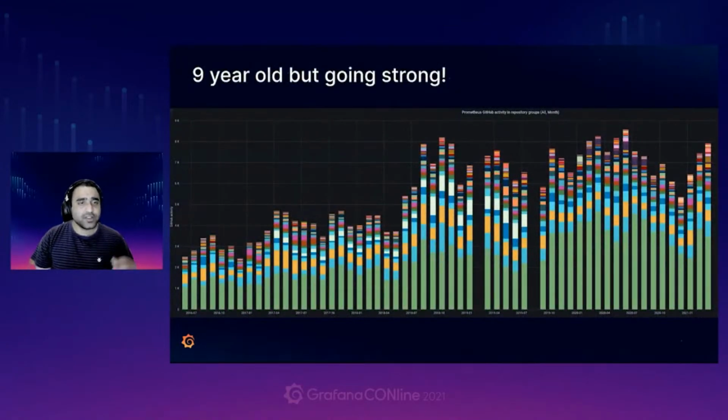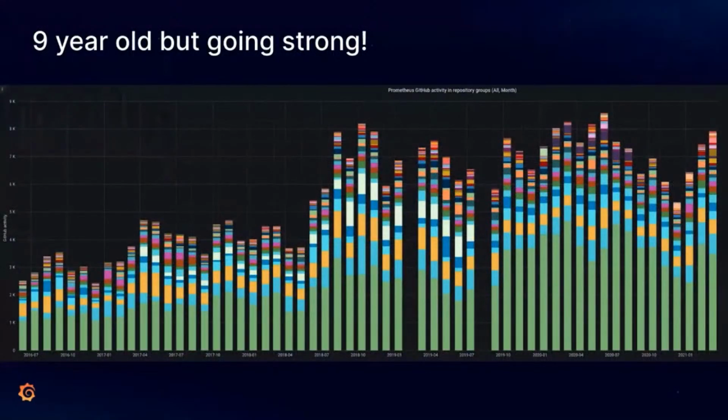Cool. So Prometheus started in November of 2012. So it's nearly 9 years old now. Having said that, every year the activity and innovation in Prometheus is only increasing. If you look at the Prometheus GitHub activity over the last 5 years, you can only see that it's increasing and it has shown no signs of slowing down. So what is all this activity about?